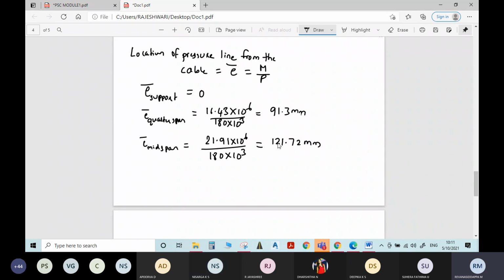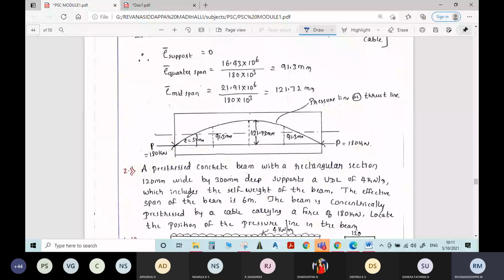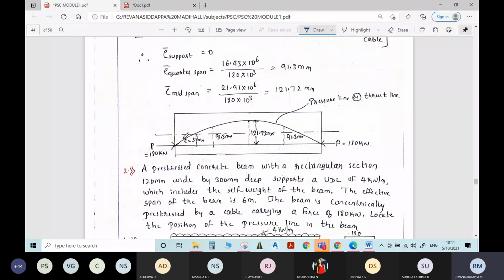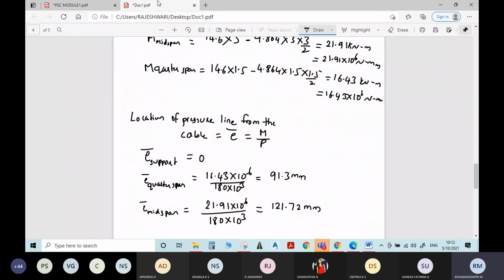Now after getting location of pressure line at each and every point, you have to draw the diagram accordingly. Here I have already written the diagram. Before copying, just listen here. Whatever the formula which we have, it is the distance of pressure line from the cable, with respect to the cable. At support, distance of pressure line from the cable is 0. Only at support. And I have marked midpoint and quarter span.